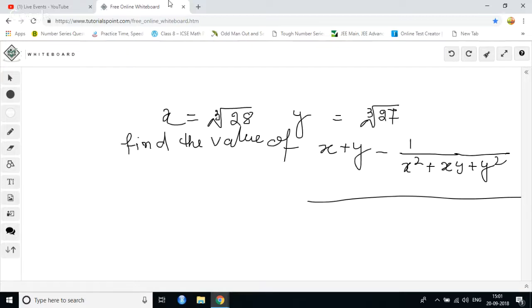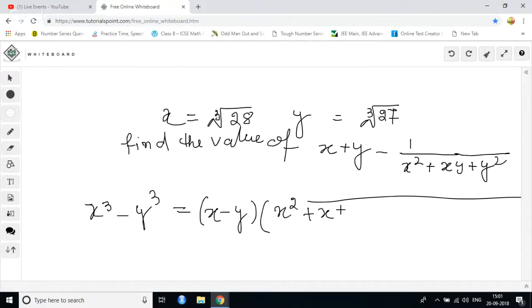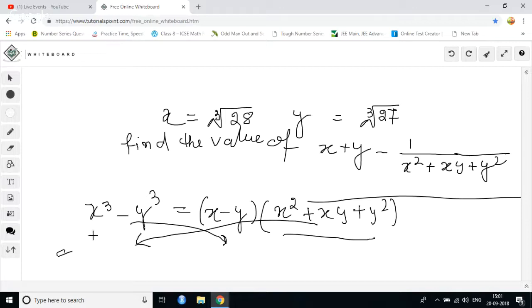Okay, enough time. So look at here. What is x cube minus y cube? Is it equal to x minus y multiplied by x square plus xy plus y square? I want this thing to be in the denominator. So what will I do? I will take it on this side and I'll take this on the other side. So what will happen? It will be like 1 by x square plus xy plus y square is equal to x minus y divided by x cube minus y cube.